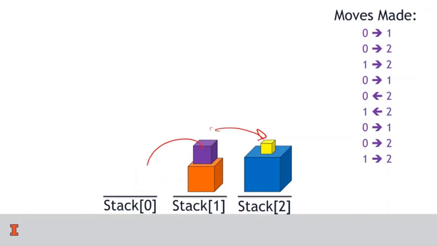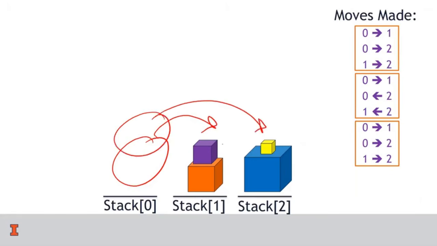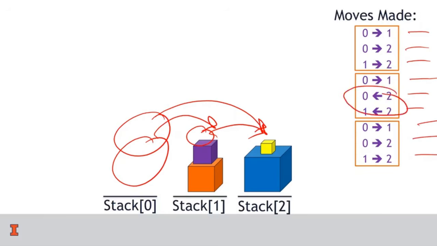But at this point, we can start to see a pattern of moves. The first thing we're going to do is we're always going to move something in spot 0 to spot 1. Then we're going to move anything in spot 0 to spot 2, and then from spot 1 to spot 2. So we see 0 1, 0 2, 1 2, 0 1, 0 2, 1 2, 0 1, 0 2, 1 2. The only difference is we have an arrow at a certain place.